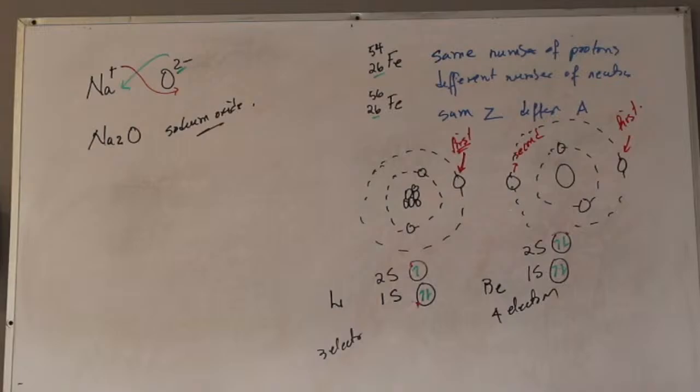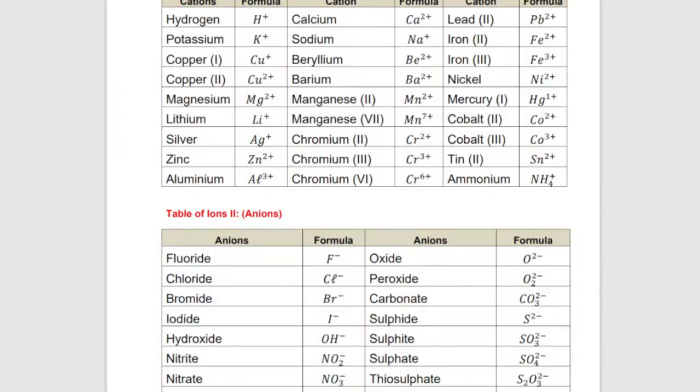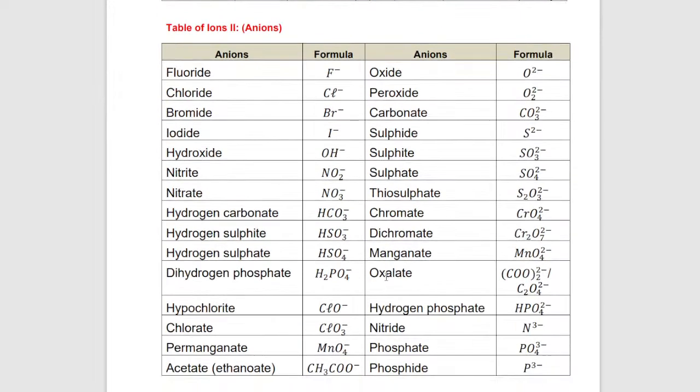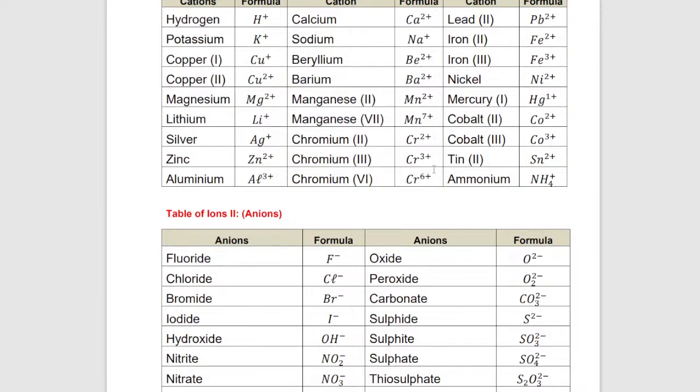For the second one, the second one is calcium phosphate. So when you look for phosphate, which is here, phosphate is PO4 3 minus. And calcium is Ca2 plus. This is a good example. Let's see how to do that example real fast.